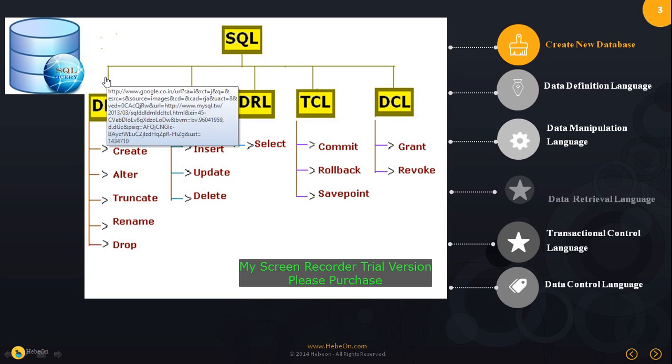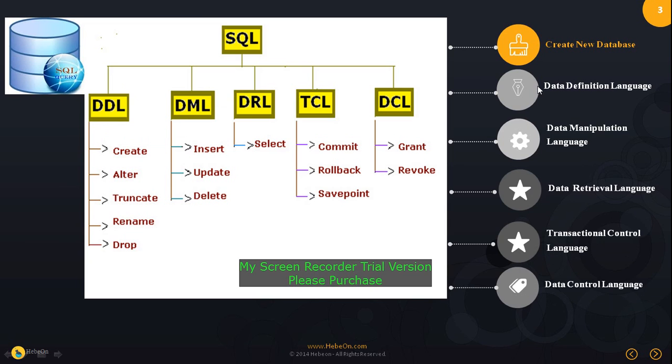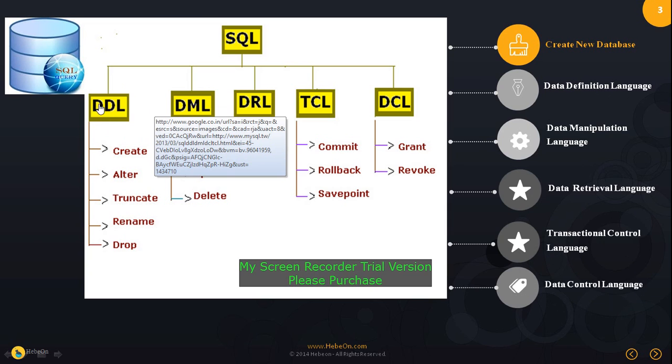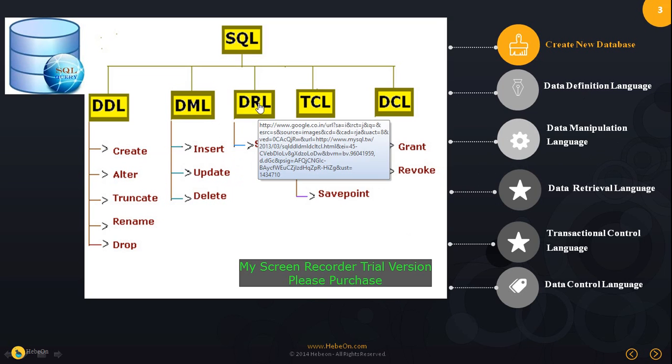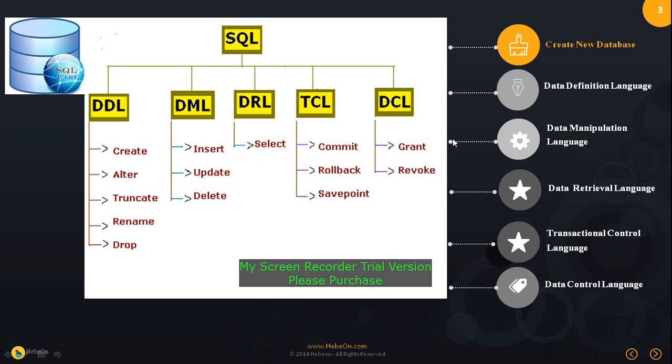In SQL we divide commands into different categories. One is DDL, which is data definition language. See the abbreviations DDL, DML, DRL on the right side of this slide. DDL is data definition language, DML is data manipulation language, DRL is data retrieval language, TCL is transactional control language, and DCL is data control language.